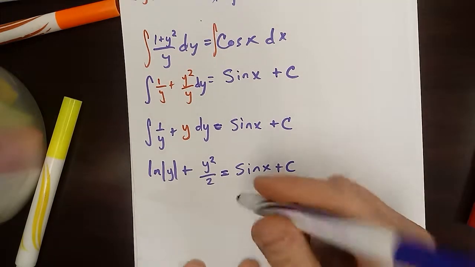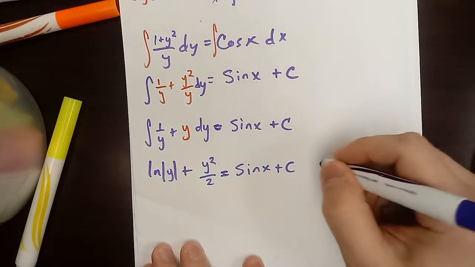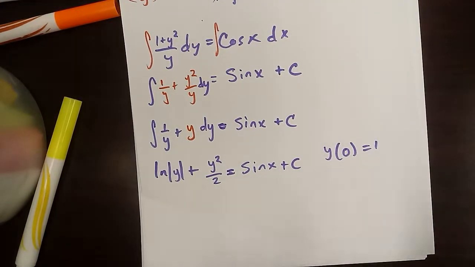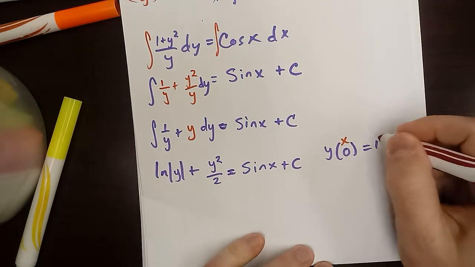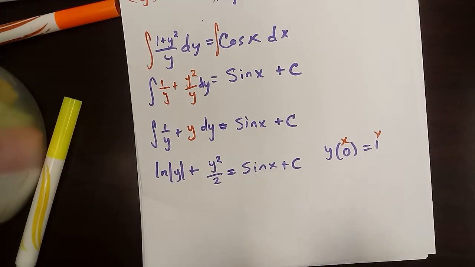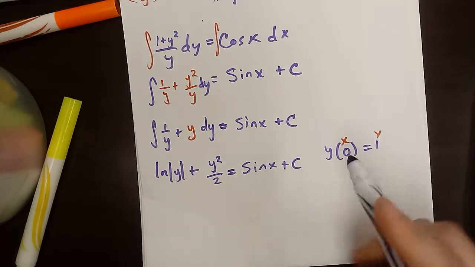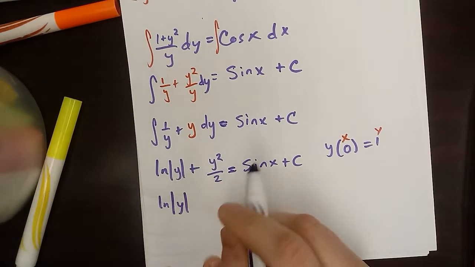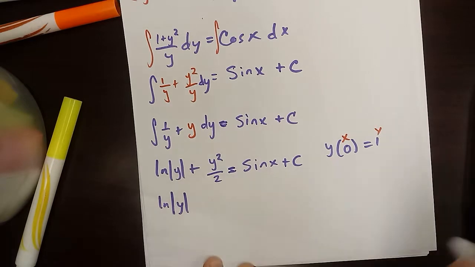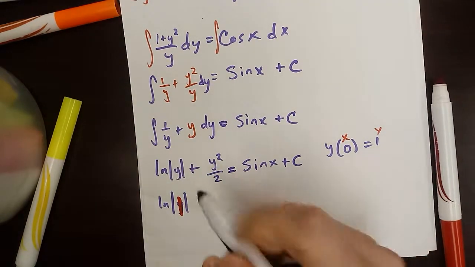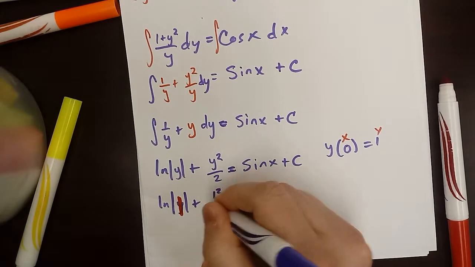So let's see. We know that y of 0 is equal to 1. So when x is 0, y is 1. And so I'm going to go over here, and everywhere that I see a y, I'm going to put a 1. So that's the natural log of 1 plus 1 squared over 2.